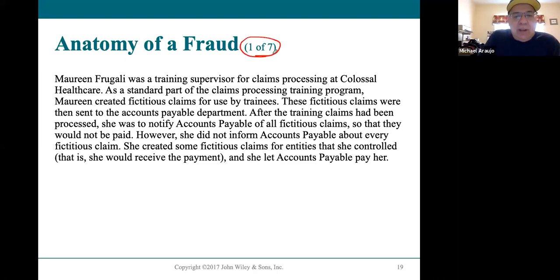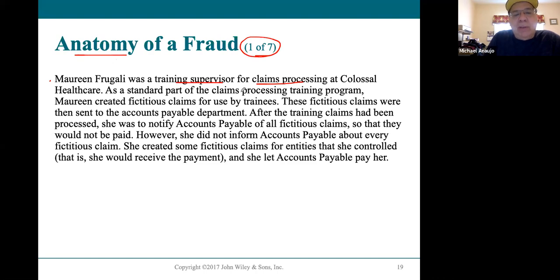There are 7 anatomies that we're going to be looking at. If it was Grey's Anatomy, that might be a little bit better, but it's not. So here's the first one. We have this lady, Maureen Fergali. She was the training supervisor for claims processing at an insurance company, Colossal Healthcare.